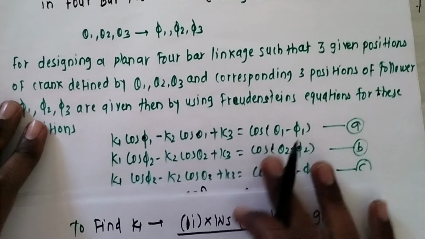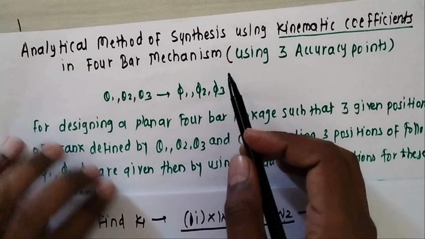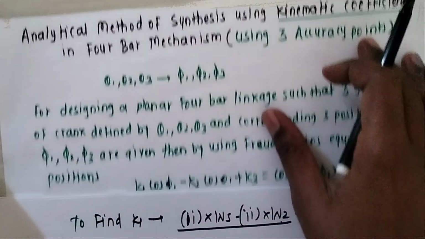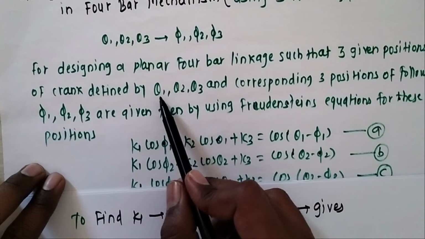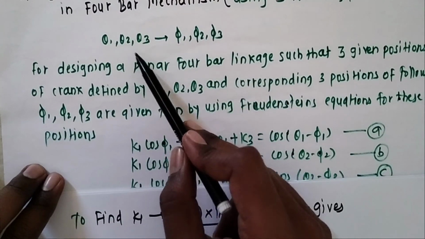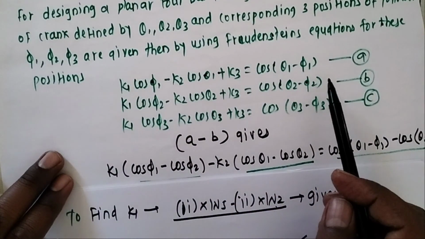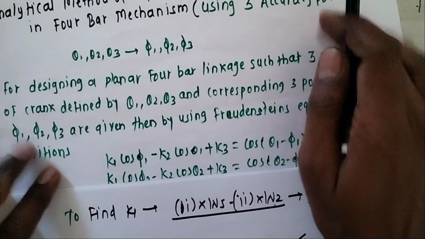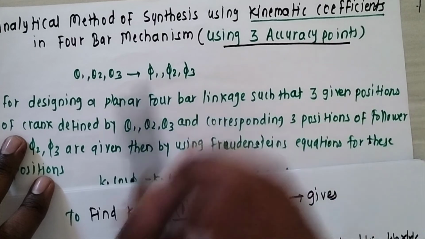We know that we have to see how to solve a dimensional synthesis problem by using kinematic coefficients, and for this, what is known to you, we have three input angles and three output angles known to you, theta 1, theta 2, theta 3, phi 1, phi 2, phi 3. Correspondingly we can write these three equations, that is the Freudenstein equation. But now as we have to solve this by kinematic coefficients for three accuracy points, yes, for 3 accuracy points.